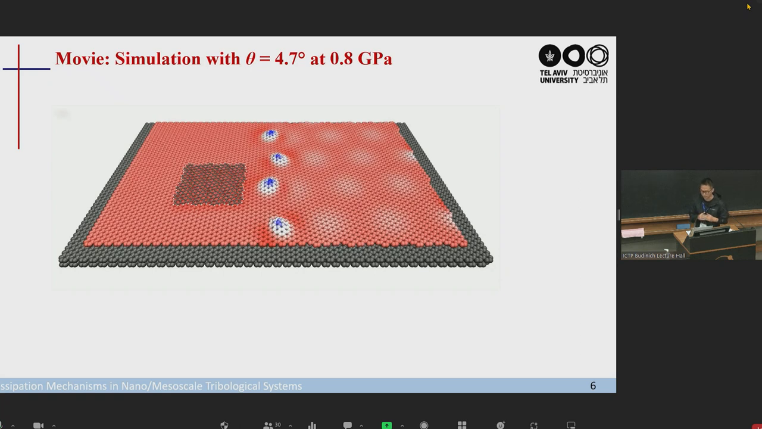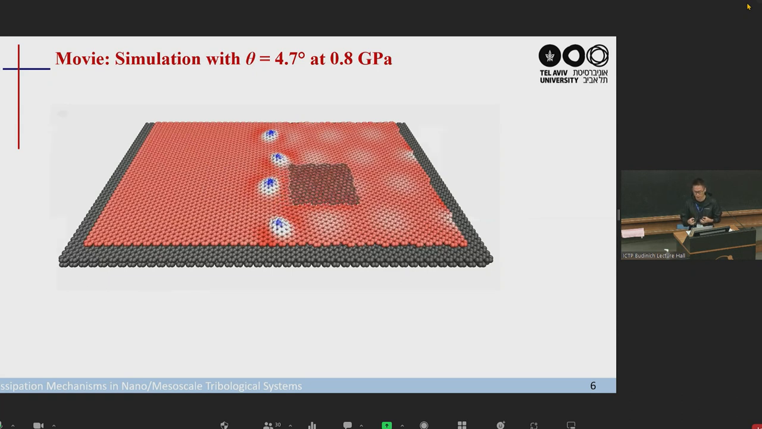Then we perform simulations to study the frictional behavior of these individual protrusions. Here I show you an example where a flake slides over a single protrusion. As the flake approaches this upward protrusion, blue color means a higher corrugation, it presses down the protrusion and moves to the other side. After the flake leaves this region, the protrusion buckles back.